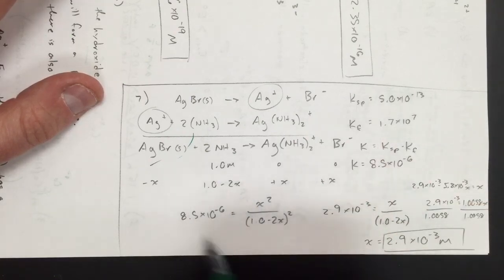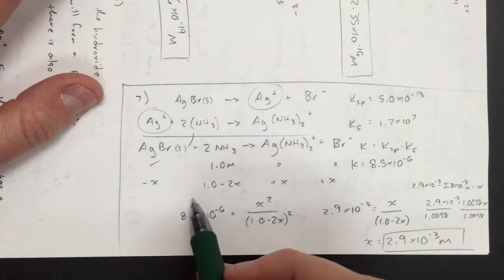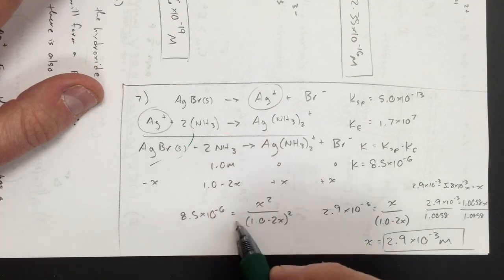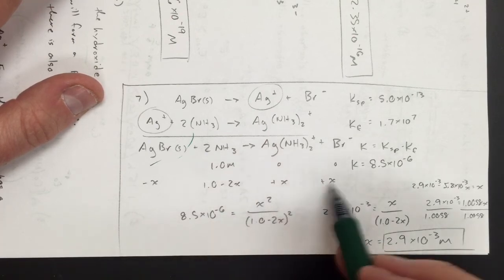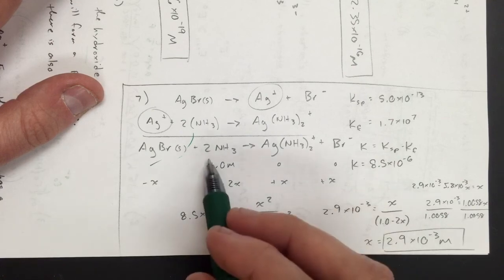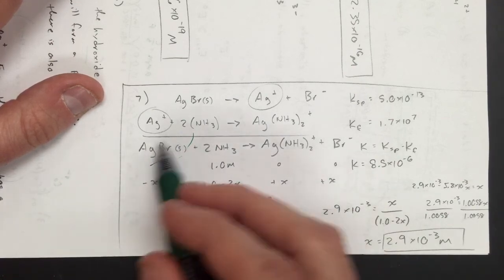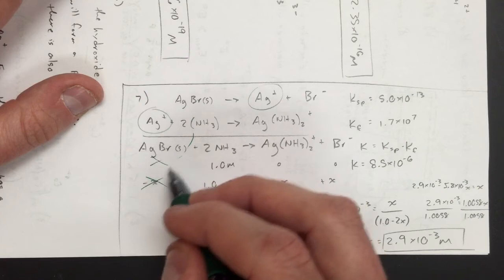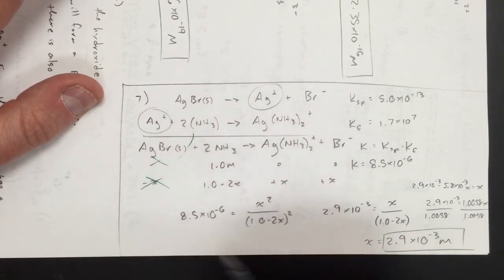So we set up our equilibrium expression, which is 8.5 times 10 to the negative 6, the K value, and that equals x squared, because you have 2 x's over here for the products, over 1.0 minus 2x, squared, because there's a 2 right here. We don't need the solid, so it doesn't matter how much is in there. Solids do not appear in our equilibrium expression.